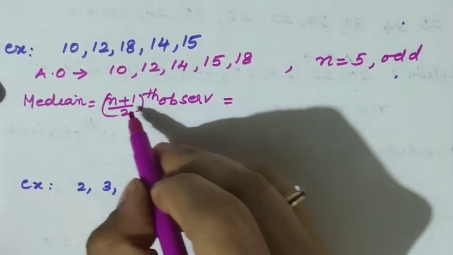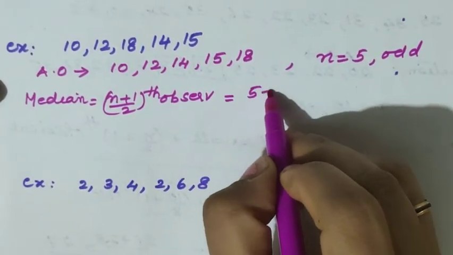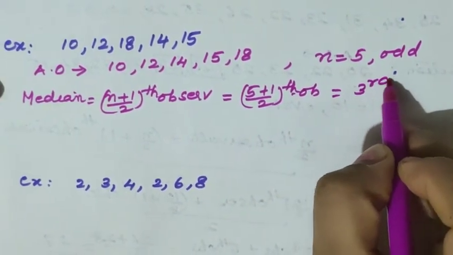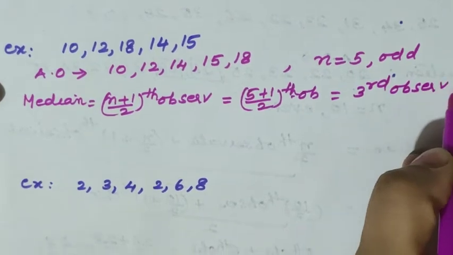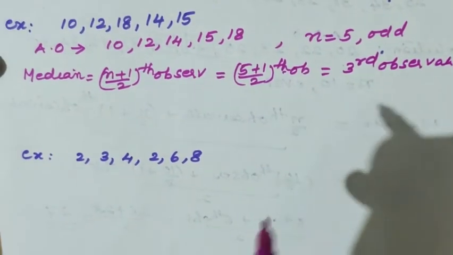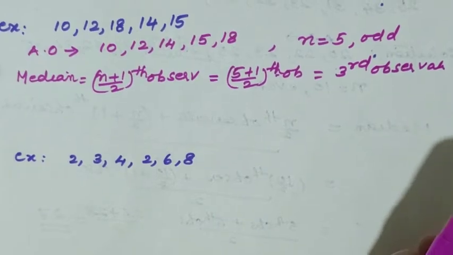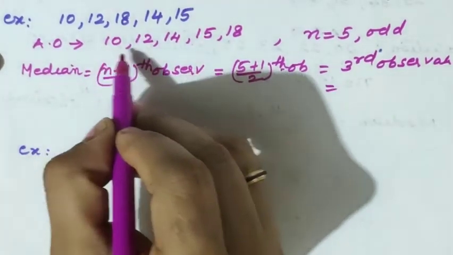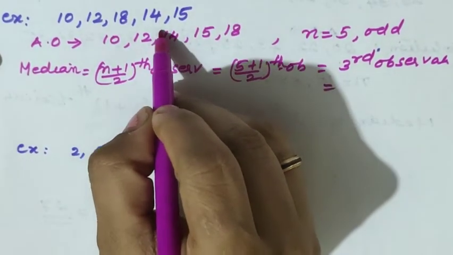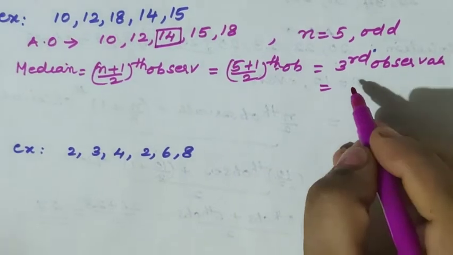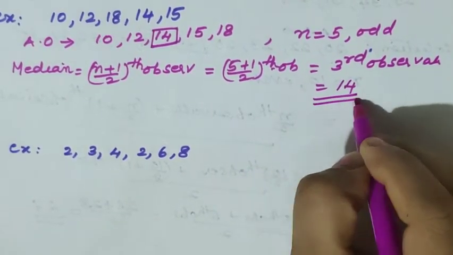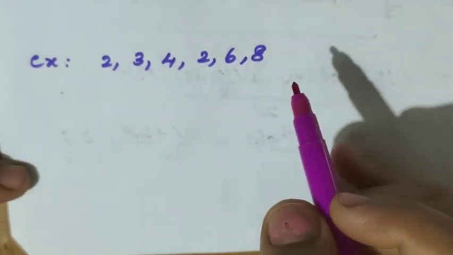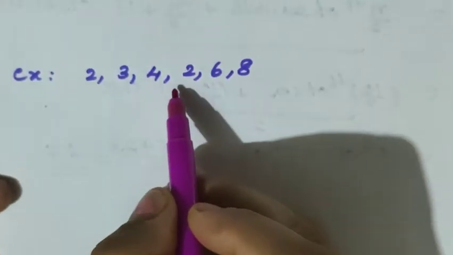Now what is n plus 1? 5 plus 1 by 2th observation. So 6 by 2, it is the third observation. That is not the answer. Some children will underline 3 as the answer. It's not correct. Third observation means we should look at the data written in ascending order: 1, 2, 3. That is the third observation. Put it in a box and write here which is the median. The median is 14.